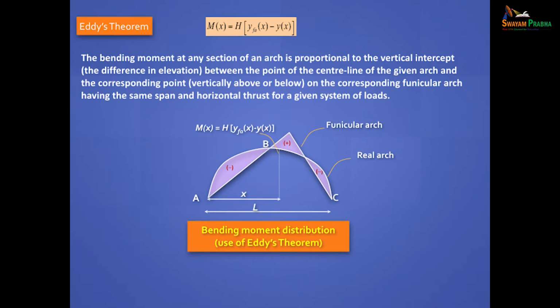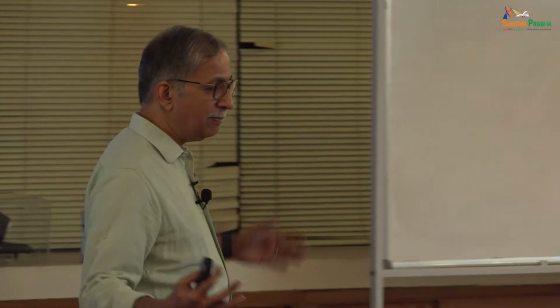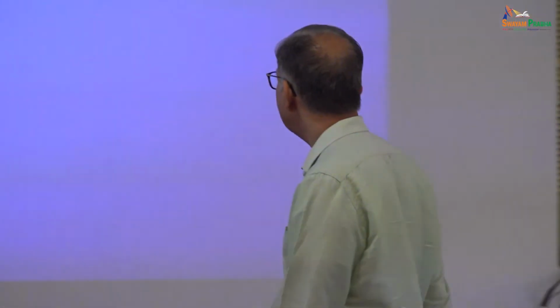So, you guessed correctly, this part will be hogging, this part will be sagging, and this part will be hogging. Okay, this is how you can use Eddy's theorem to guess the distribution of bending moments. But mind you, supposing the horizontal thrust was not there, then the bending moments will be huge. At least those bending moments have been reduced to some extent because of the horizontal thrust and the rise in the arch. Got it? Okay, now how do you calculate axial and shear forces? Let's see.